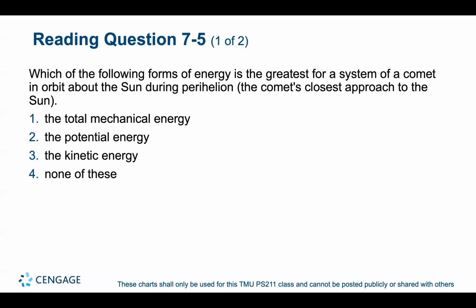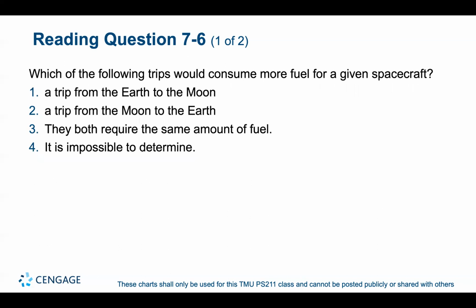Which of the following forms of energy is the greatest for a system of a comet in orbit about the sun during the comet's closest approach to the sun? This is one of those areas of Kepler's equations that we could define, and this term here is where the comet is at closest approach to the sun. The answer to this is the kinetic energy. We'll see that as we go through the material today.